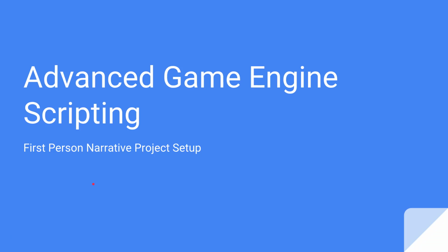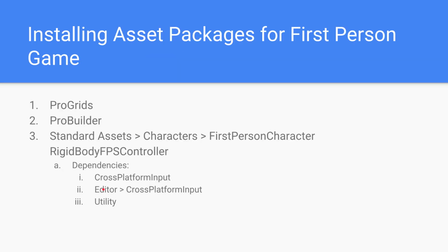Alright, welcome to the third and final part of our first-person narrative project setup video series. We are on the last part here where we will go over installing asset packages for a first-person game. Now, these aren't the asset packages you need for every first-person game, but these are the ones that we're going to use, initially at least, for our first-person game.